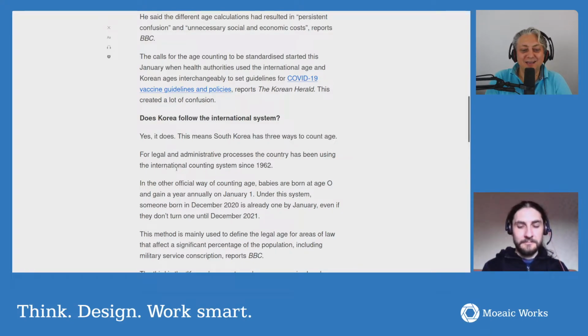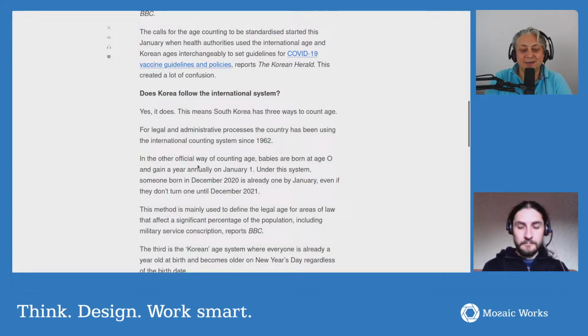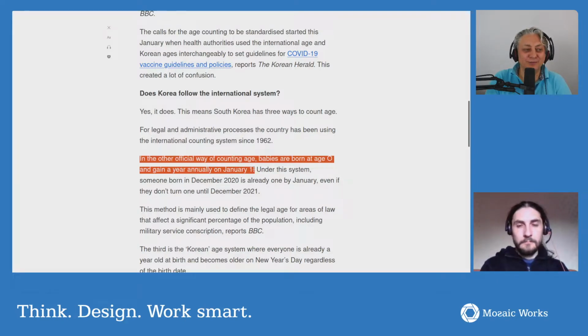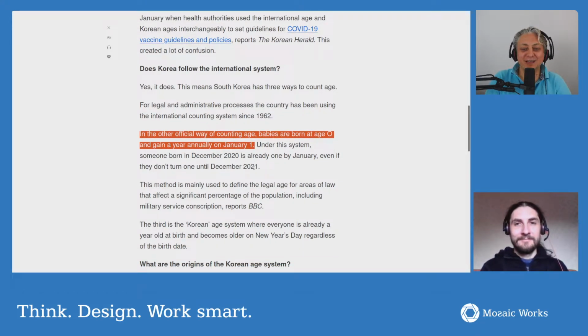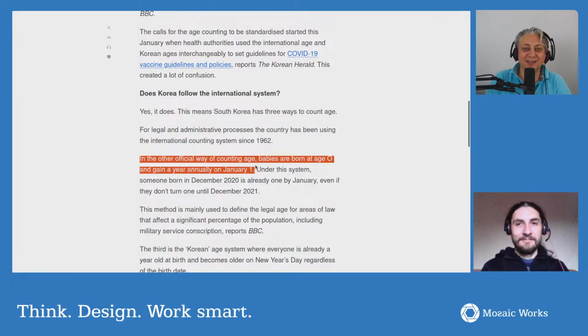The international counting system has been used for legal and administrative processes since 1962. The other official way of counting age: babies are born at age 0 and gain a year annually on January 1st. So this is different from the previous one. And the third one is they are 1 at birth and gain another year on January 1st.